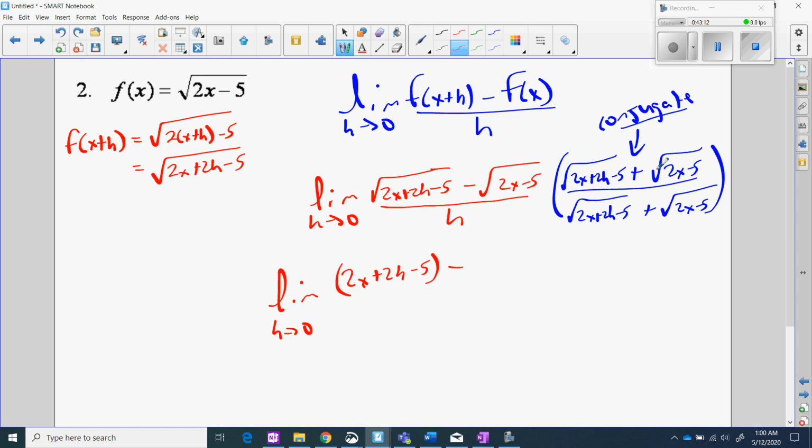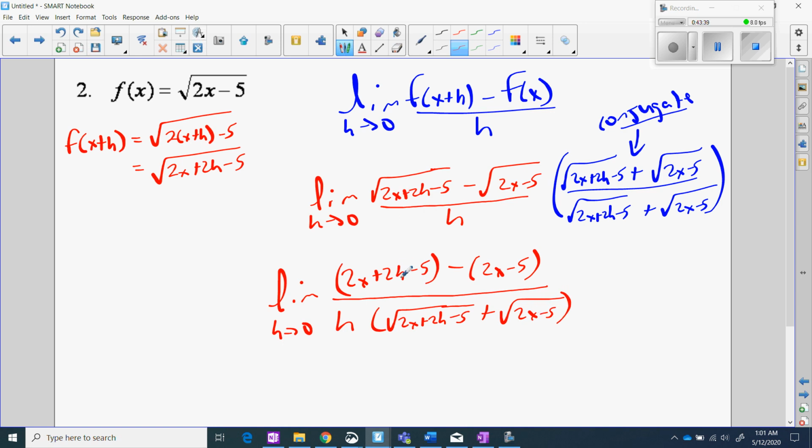All I then do is multiply the two last ones. Well, they're the same thing. It's going to get rid of the radical. So that gets that cleaned up a little bit. The bottom, just leave it like it is. So you got your h multiplied by this stuff, just put it in brackets beside it. Square root 2x plus 2h minus 5 plus square root 2x minus 5.